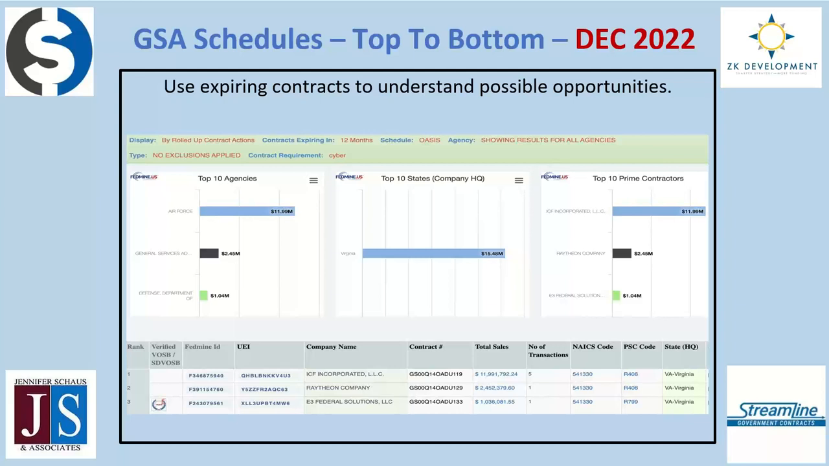This is just an example of looking at contracts that are on the OASIS that are expiring in the next 12 months. And you can see it's about $15 million of contracts expiring.